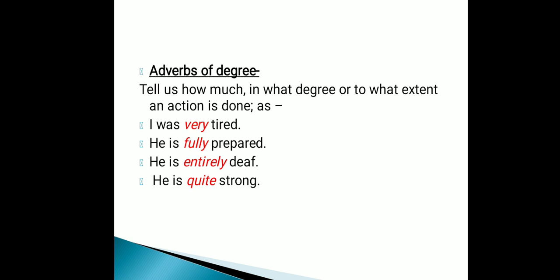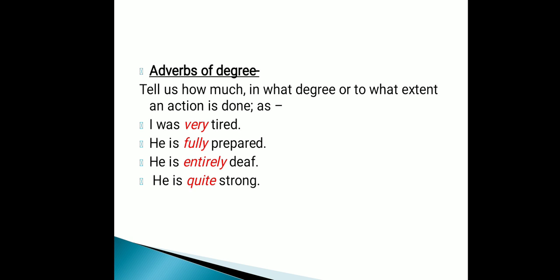Next, adverbs of degree. Adverbs of degree tell us how much or in what degree or to what extent an action is done. Adverbs of degree show how much or to what extent an action is done. Adverbs of frequency show how many times an action is done. But here adverbs of degree show how much or to what extent an action is done.